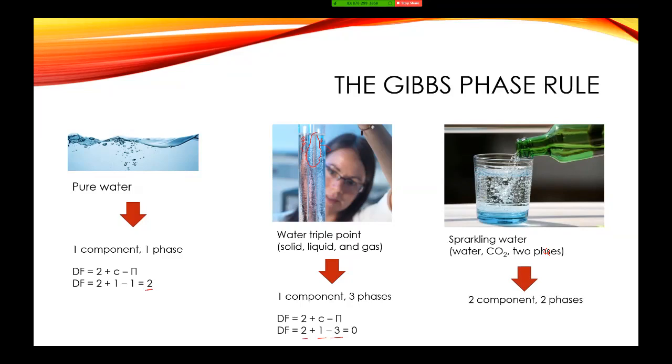And the last one is sparkling water. So we have 2 components, water and carbon dioxide, and 2 phases, right? We have bubbles of the gas and liquid. So if we do that, we have 2 plus 2 minus 2, components and phases, and we have 2 degrees of freedom. And again, to know the properties of this mixture, we need to give 2 values, right? It could be the vapor pressure and the temperature, or the pressure and the boiling point, and many other combinations, right? Okay, any questions about the degrees of freedom, guys?